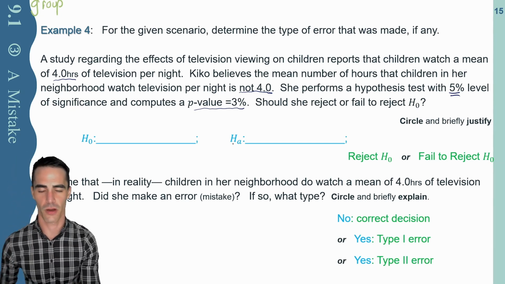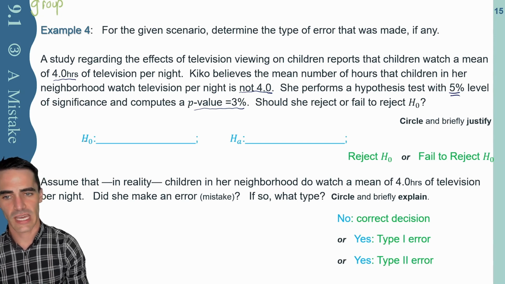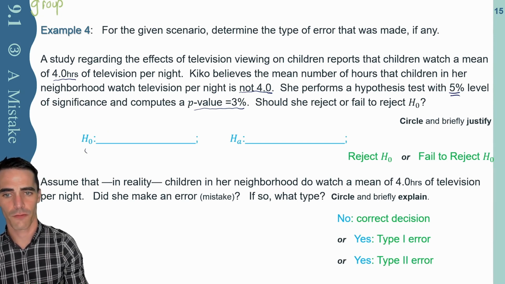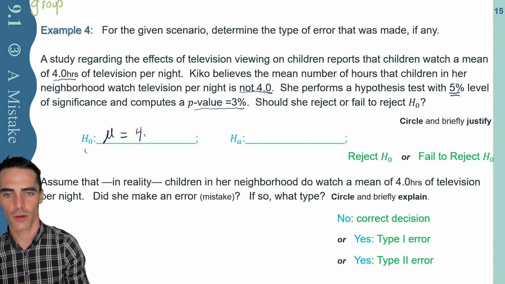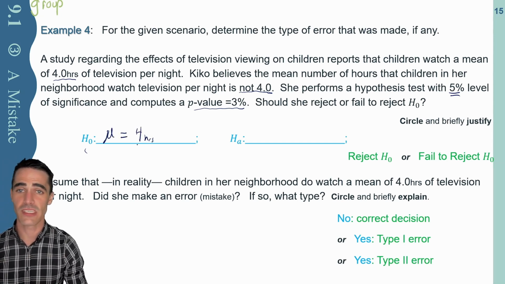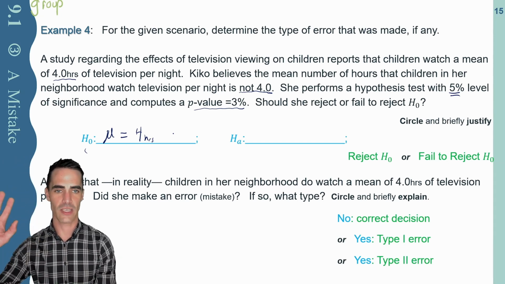And so this is our first little part here. Again, we're trying to figure out the status quo. What has always been? In this case, they're talking about a mean of 4 hours. Look, the mean is equal to 4. If you want to be fancy, you can write hours there. But the mean is equal to 4 hours. It is what it is. It is what it always has been.